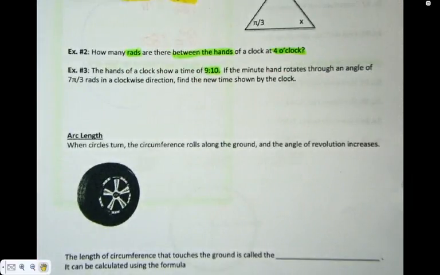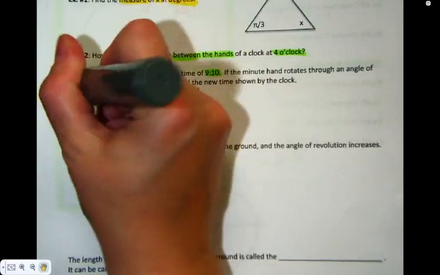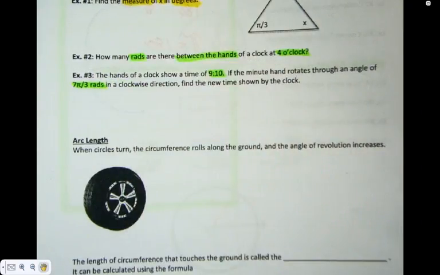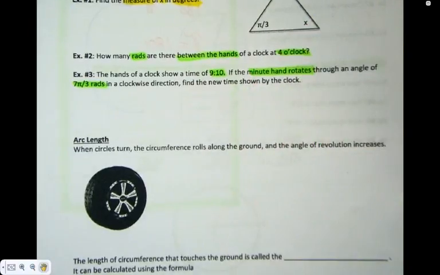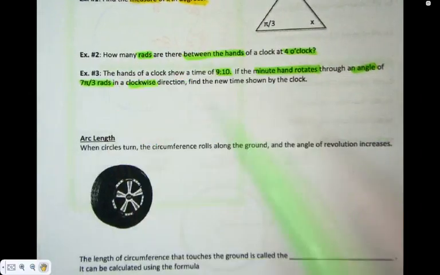The second sentence, which is the long one, what do we need to know? Okay, something with 7 pi on 3 rads. Minute hand rotates. I like that because it's telling you what it is and what it's doing. Angle clockwise.